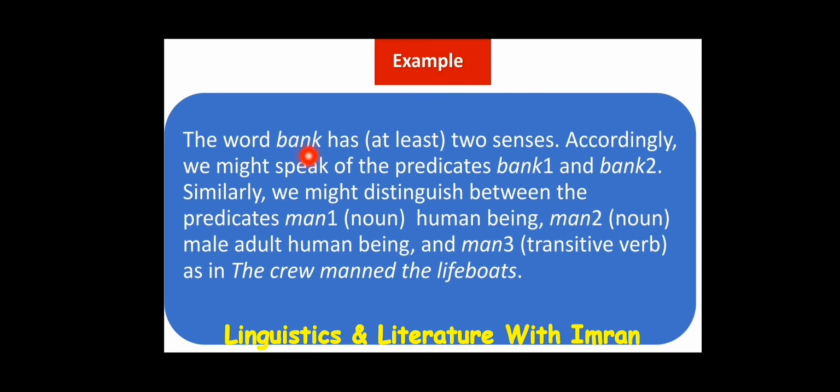Example: the word bank has at least two senses. Accordingly, we might speak of the predicates bank 1 and bank 2, right? Similarly, we might distinguish between the predicates man 1, noun, like human being, and man 2, noun, male adult human being, and man 3, transitive verb, as in the crew, man the lifeboat. So we can see here that a word can have more than one sense, but when we are using it, we can say that this predicate has this sense and this predicate has this sense, because bank has at least two senses. One is financial bank and one is river bank, right?